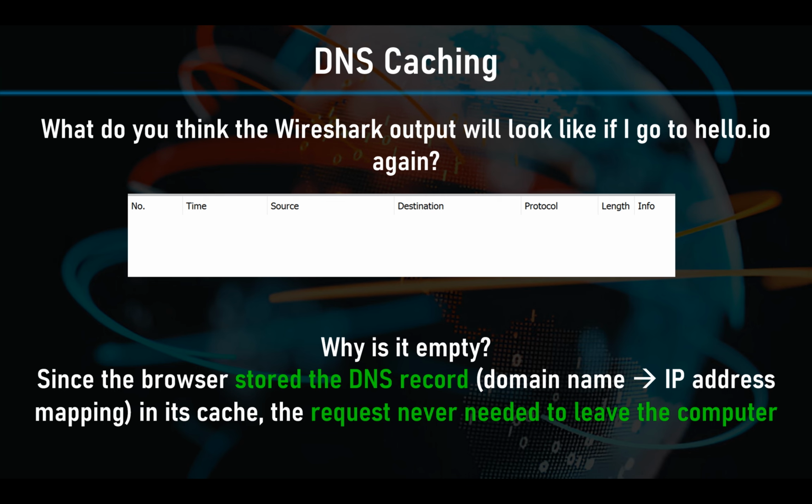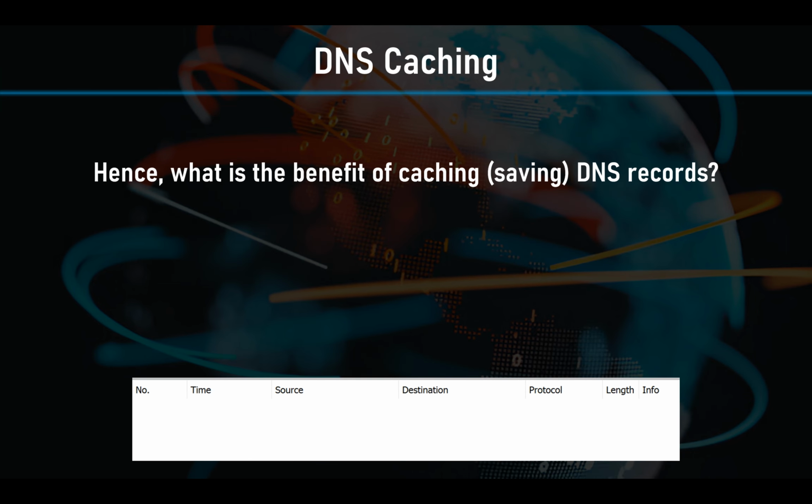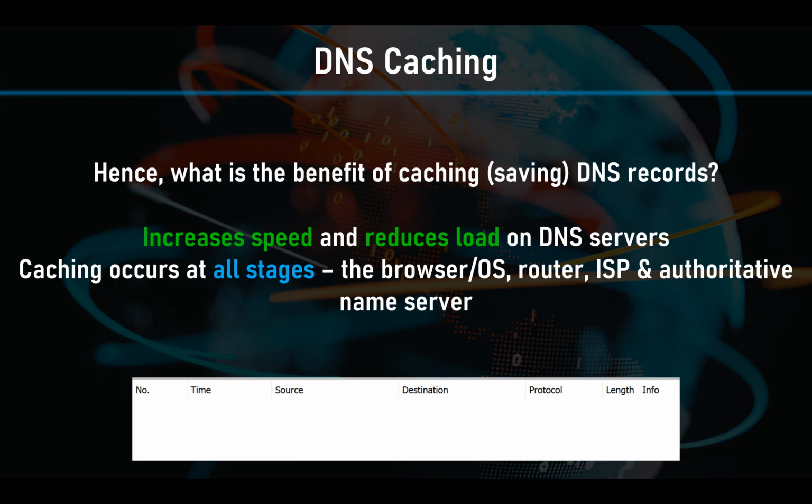And if you think again, the advantage of that is it's going to be faster, and it's going to reduce load on the DNS server. So what's the benefit of caching? Basically it increases speed for the user and reduces load on the DNS servers. And as mentioned, caching occurs at all stages: the browser, the OS, the router, the ISP, authoritative name servers. So I think that's also true.